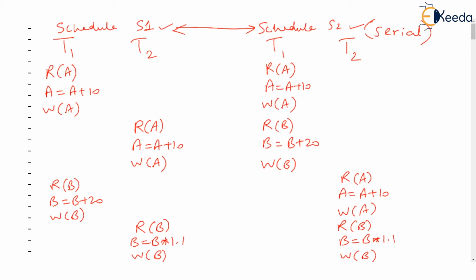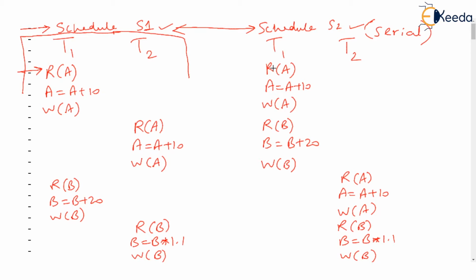So let's have a look at this. In schedule S1, who is reading data item A first? Check this schedule from the top, T1 and T2 both together. Who is reading A? There is a read A operation here before anything, so T1 is reading A before any other transaction. And in schedule S2, who is reading A before any other transaction? Yes, T1 itself is reading A.